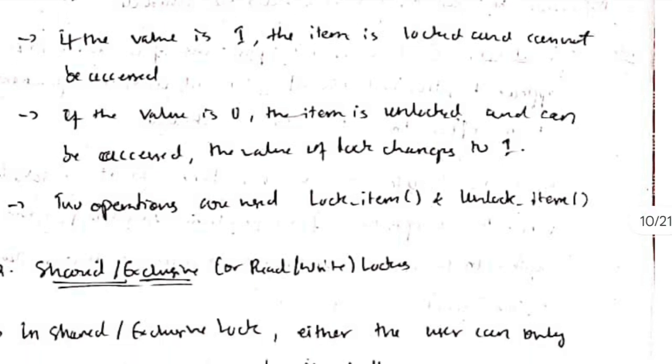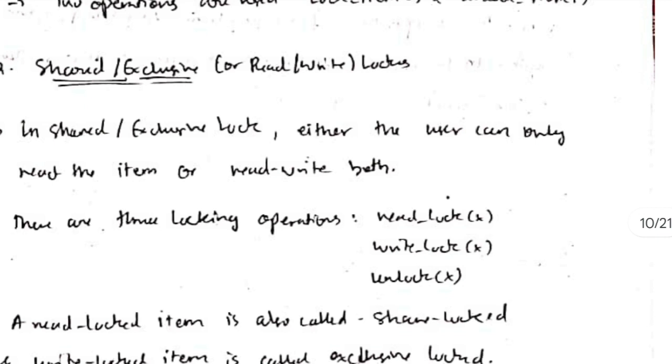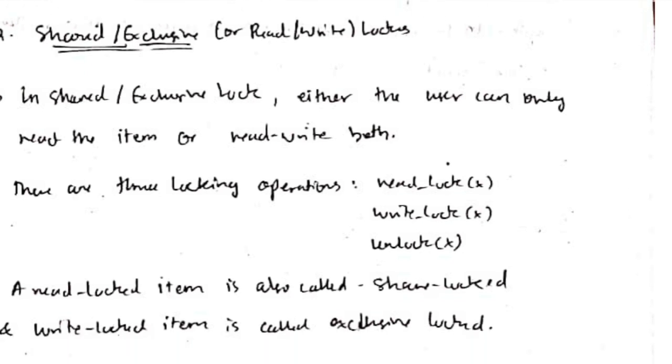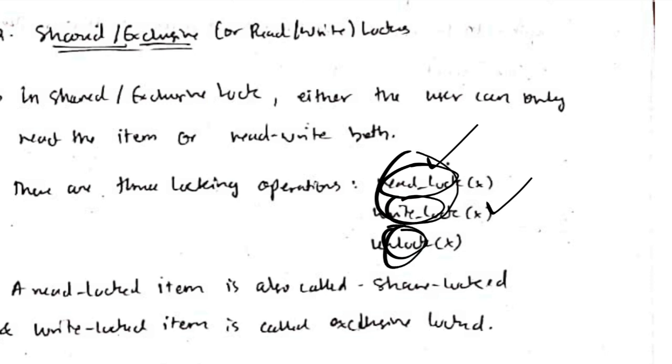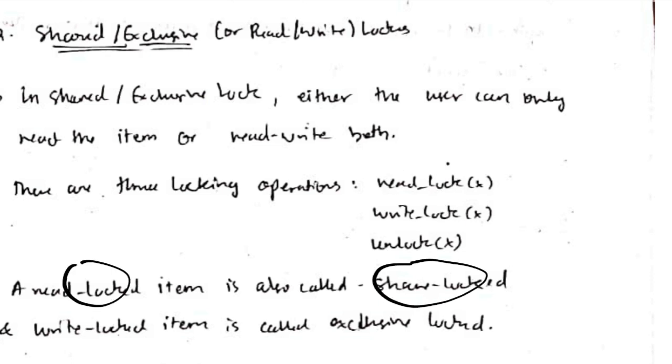And the shared lock is for read and write operations. There are three locking operations: read lock, write lock and unlock. If you are reading, you will use read lock. If you are writing, you will use write lock. And if you are done with reading and writing, you will use unlock, so that another process is able to access the item. A read-locked item is also called a shared lock, denoted as S, and a write lock is known as an exclusive lock, that is X.